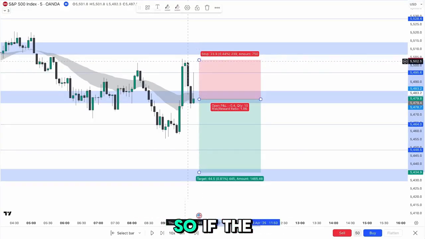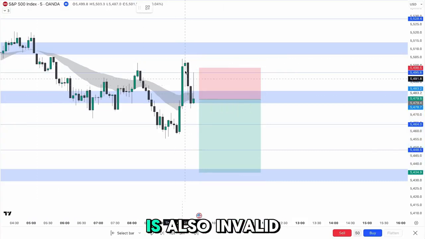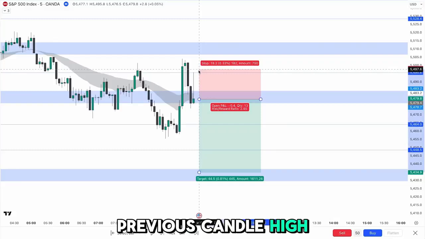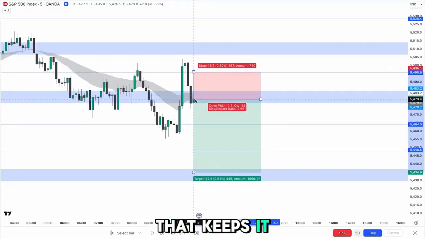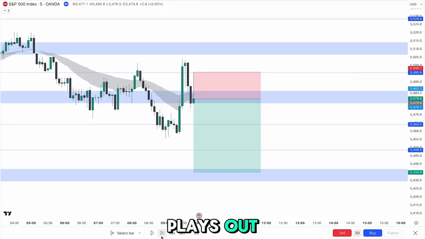We're in a downtrend. So if the price breaks this trend structure by creating a higher low here and then moving higher, the move is also invalid. So instead, we can place our stop just above this previous candle high, and that's right above short-term market structure. That keeps it safe, but still gives us a strong risk-reward ratio. So let's see how this trade plays out.